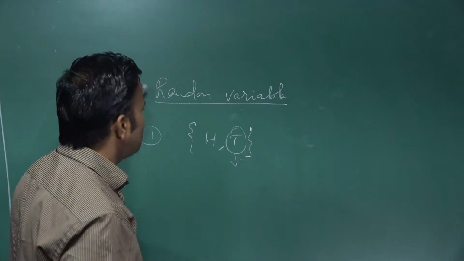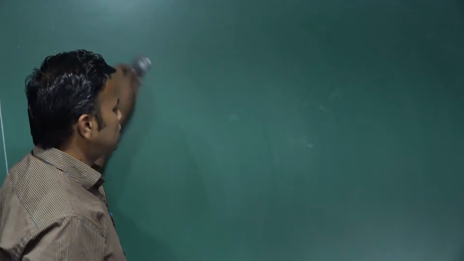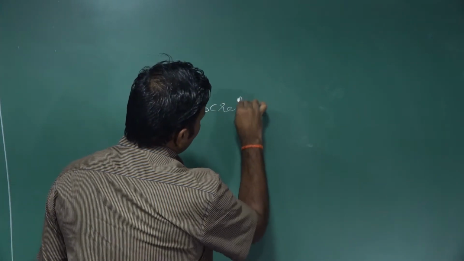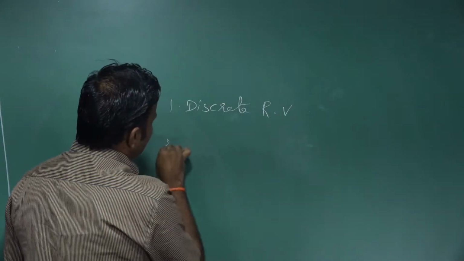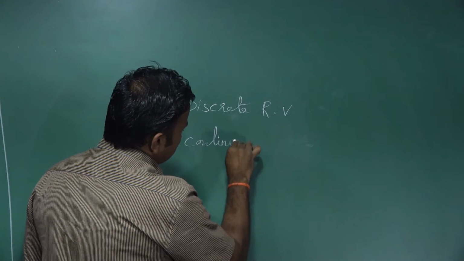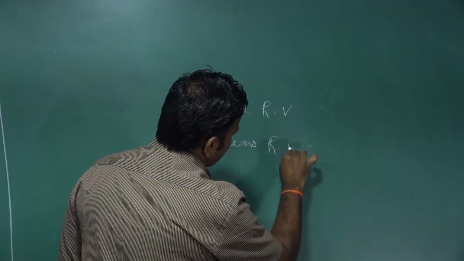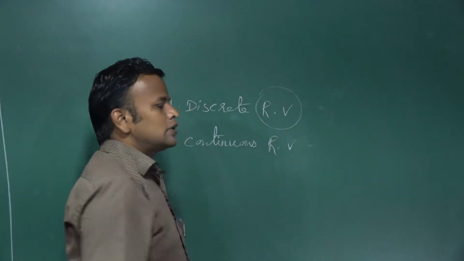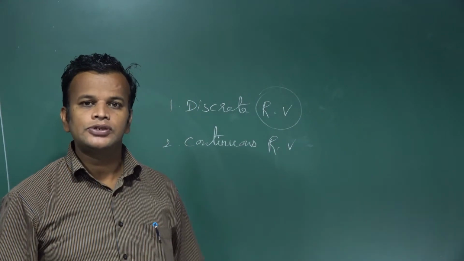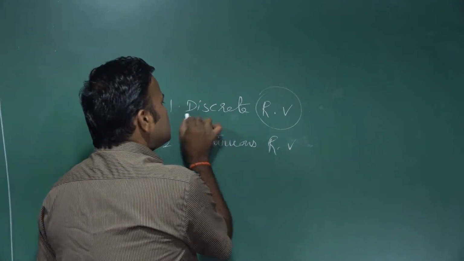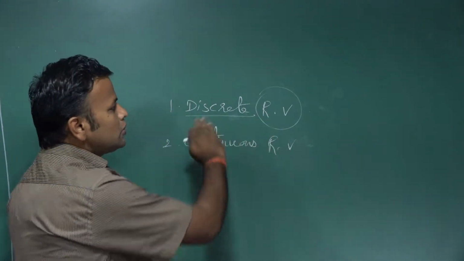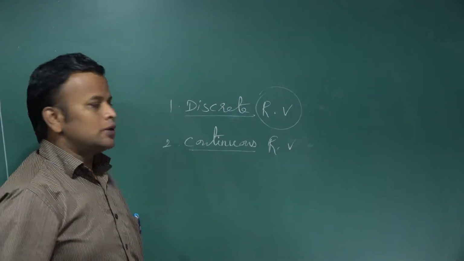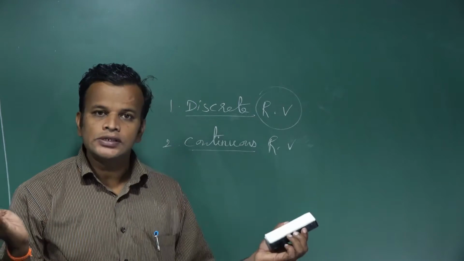Now in 12th standard, we introduce two types of random variable. One is a discrete random variable, and another one is a continuous random variable. In all the sums, the number of values of the random variable is very important. Discrete means countable values of the random variable, and continuous means it can take so many values in between one interval.